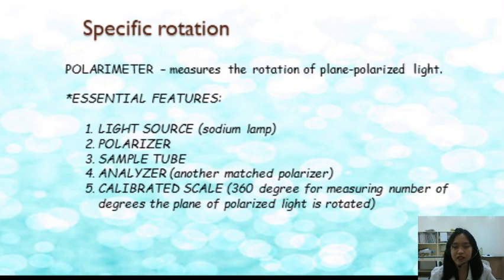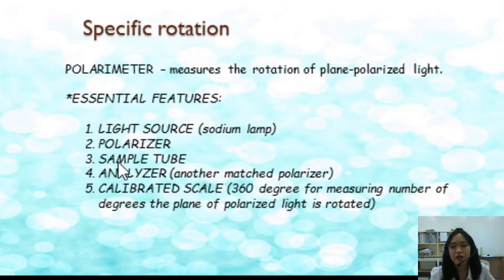Okay, so what are the essential features ng inyong polarimeter? It is composed of number one, light source. So, yung light source natin usually is sodium lamp. Sodium lamp. Next, polarizer. So, yung polarizer natin is a Polaroid filter. Next, sample tube. So, dito nilalagay yung sample ng substance.